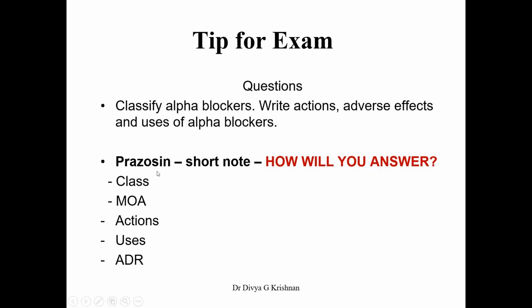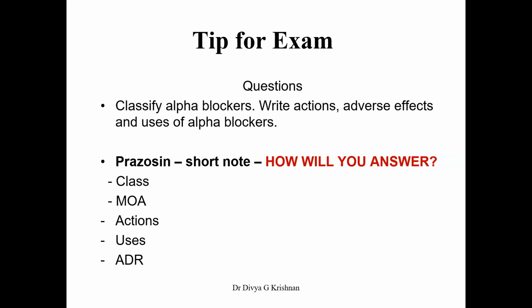For example, if you have to write on prazosin, you'll start your short note by first saying about the class, that it is an alpha 1 selective blocker. And this you know from the classification. Mechanism of action, you already know because we have discussed it under the general features. Actions are the same as for any other alpha blocker. Uses also remain the same. ADRs also remain the same as for any alpha blocker that we have discussed. And as the special features you can mention it having additional phosphodiesterase activity, and that it has less first dose hypotension and less reflex tachycardia.